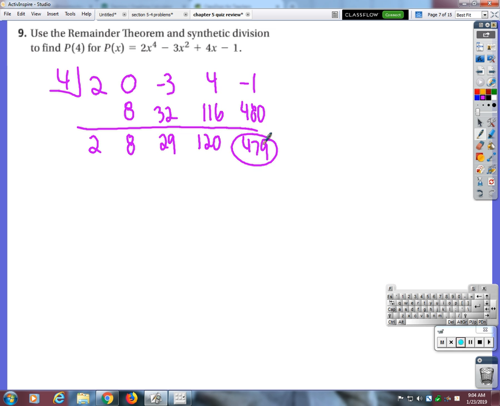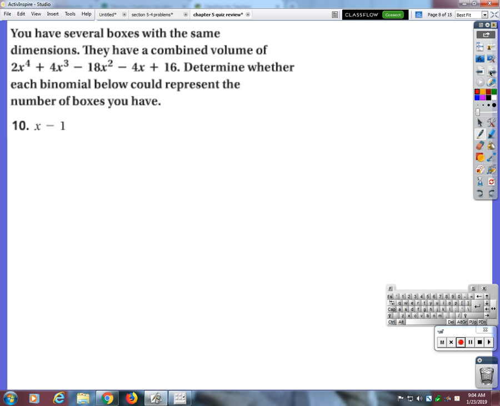So again, as Maddie and I were talking about at the beginning of your class, you could get that same answer by going 2 times 4 to the 4th minus 3 times 4 squared plus 4 times 4 minus 1. If you were really focused on making sure you're doing this correctly, you could do it both ways. Make sure you get the same answer. It'd be a way to check your work. All right, so that just means divide that whole big thing by x minus 1. Okay, you guys do that.